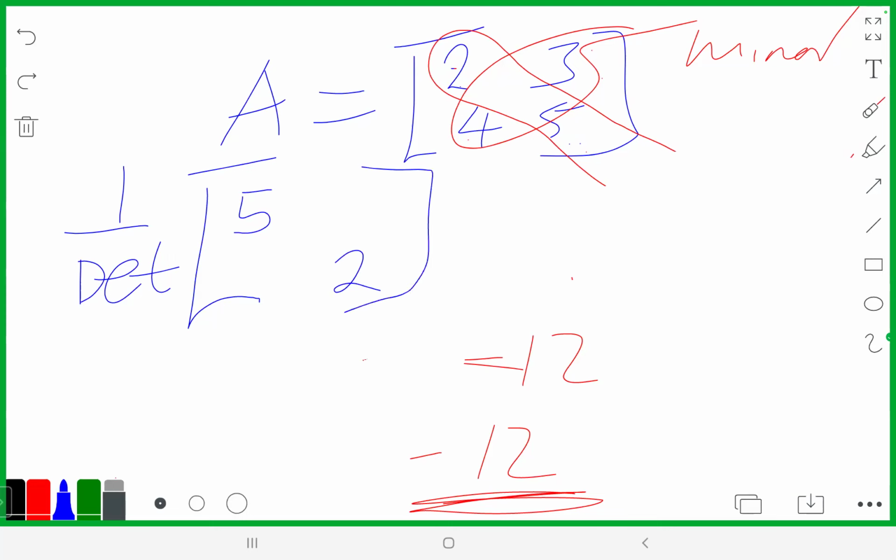Then those that are in the minor diagonal, they change signs. Observe that this was positive 3, it will now become negative 3. This one was positive 4, it will become negative 4. If it was negative 4, it would have become positive. So in short, it just changes the sign. How does it change the sign? You multiply by negative 1.